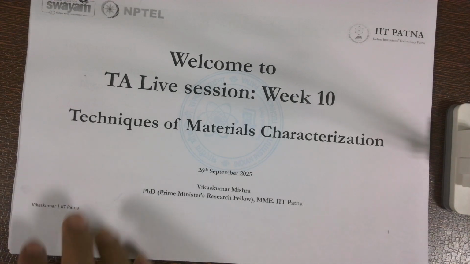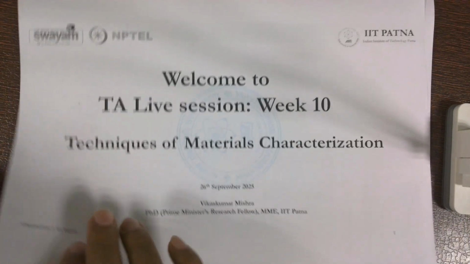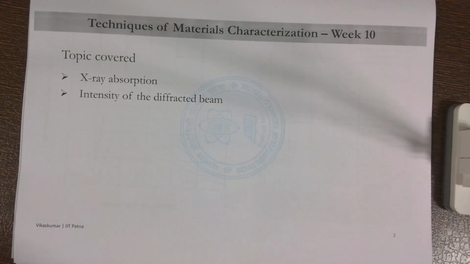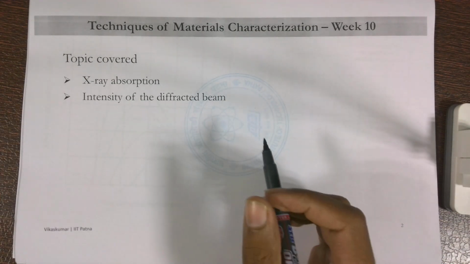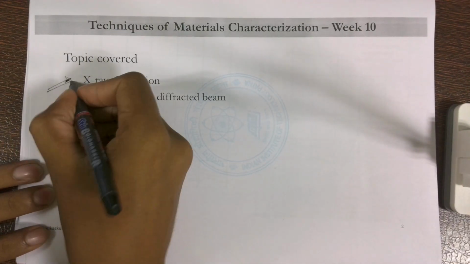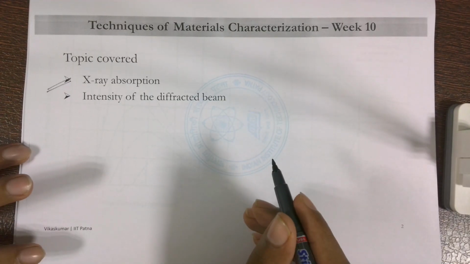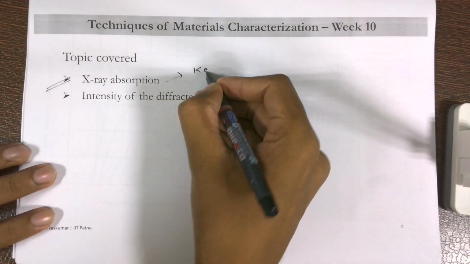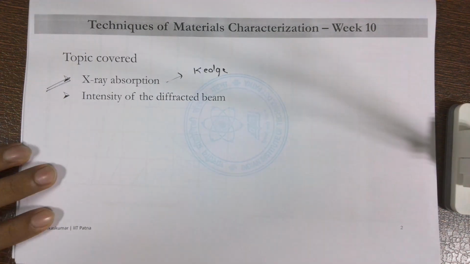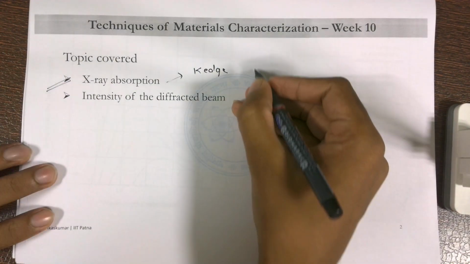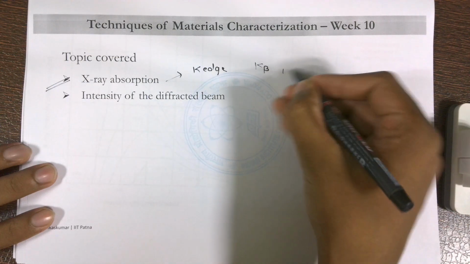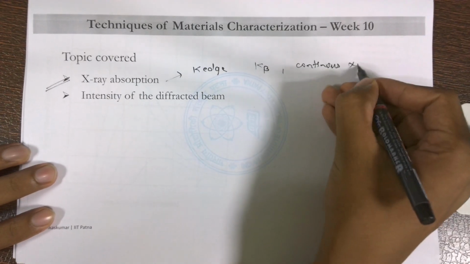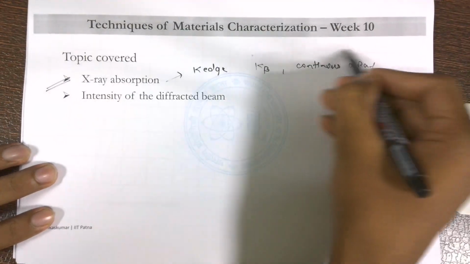Okay, since there is no doubt, we can start with this week's doubt solving session. The topics that we have covered in this particular week are as follows. We discussed to a certain extent the remaining part of X-ray absorption, where we went into more detail about the K edge, and we saw how we can eliminate the K beta and also the continuous X-ray. So our aim was to eliminate this.